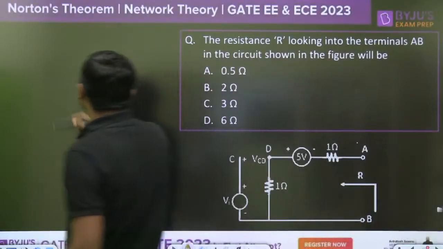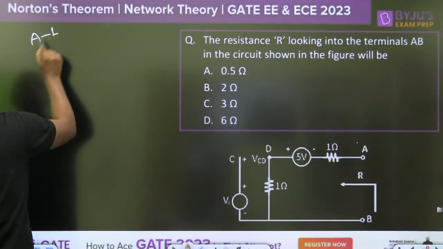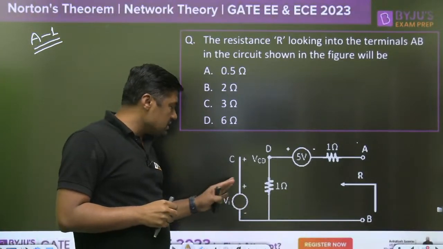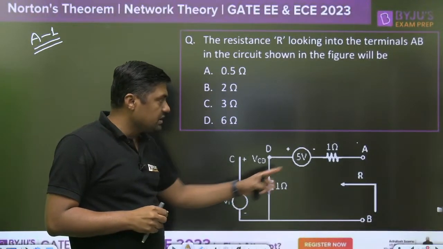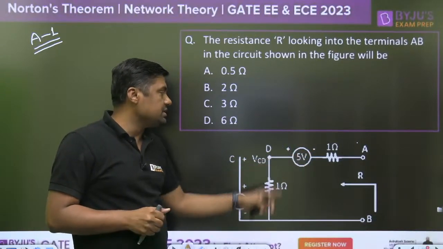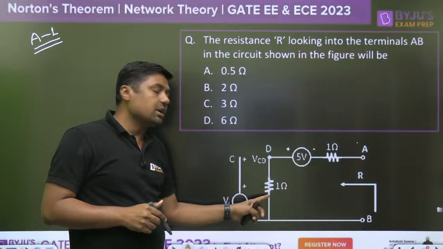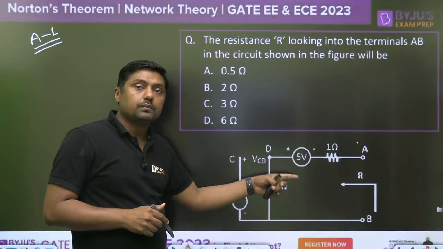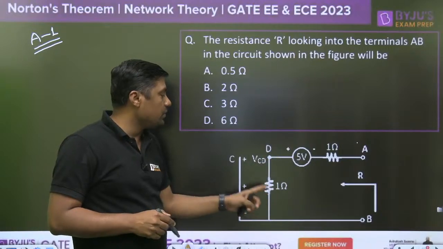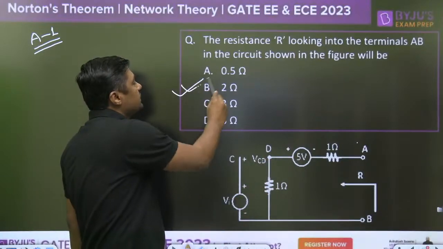That was the assignment. The answer for this question is what? Simply, we are making it open circuit, that 1 ohm, make it what? 5 volt short circuit. 1 ohm and 1 ohm are in series. When I am making the 5 volt short circuited, that 1 ohm and 1 ohm are in series, and this is the 2 ohm. That is the answer for this question.